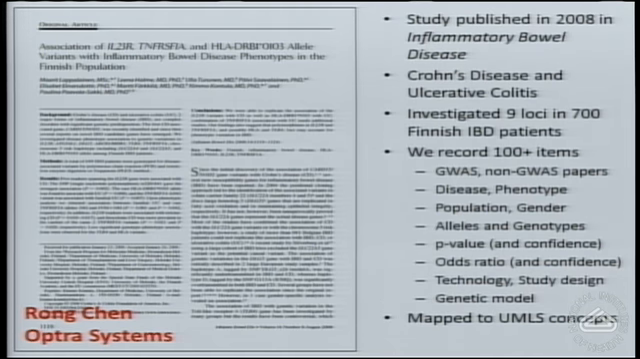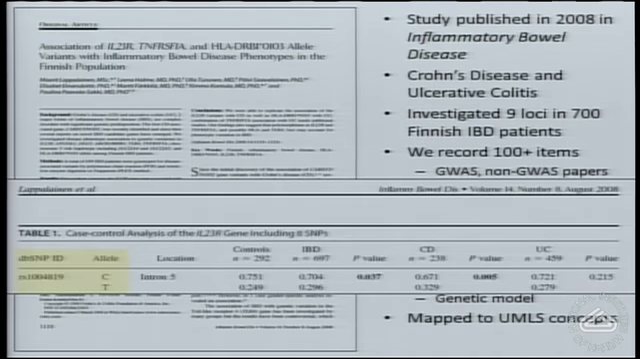And how does this actually look like? A lot of it exists in annoying tables like this. RS1004819, C allele, T allele, this percent, that percent, and we have to multiply these all back to figure out how many people were in each bucket here.